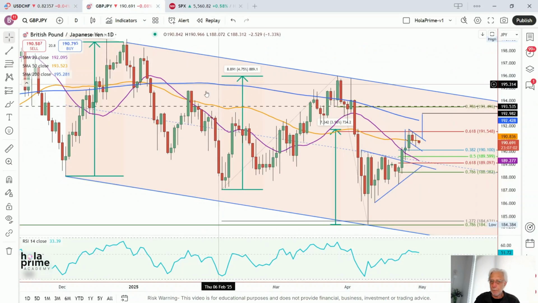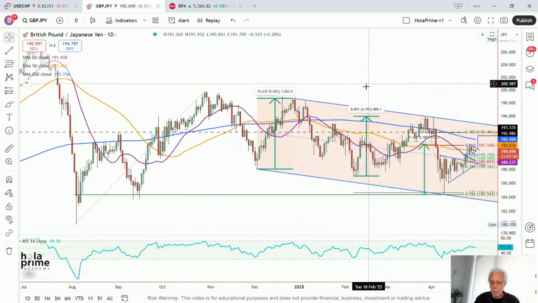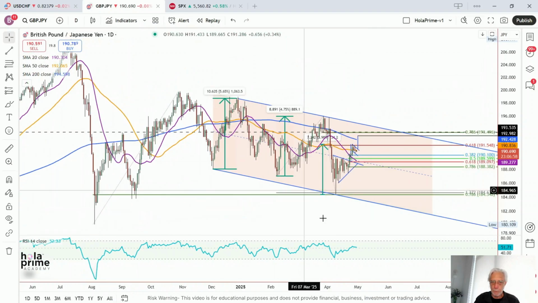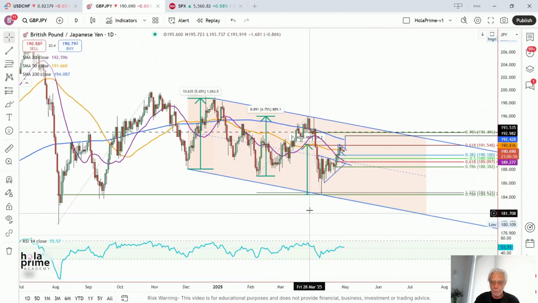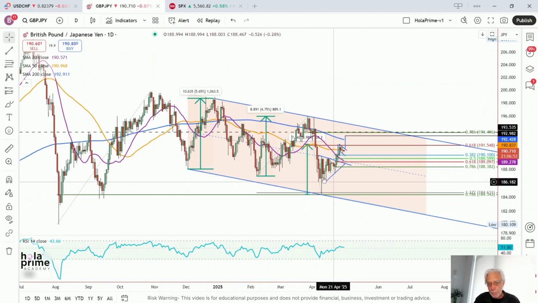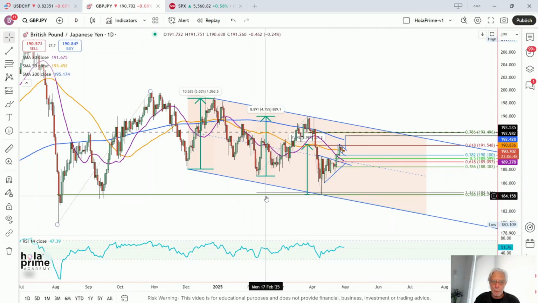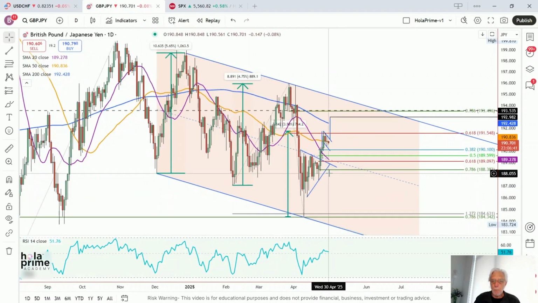And then we have the pound yen. We've looked at this before. Backing up a bit, you can see this declining parallel trend channel and the bounce off the bottom of the channel at the 78.6% retracement and the completion of an ABCD target. Bounced strong, consolidated into a pennant pattern, broke out, and then rallied up to the 61.8% retracement, and now is showing signs of resistance.